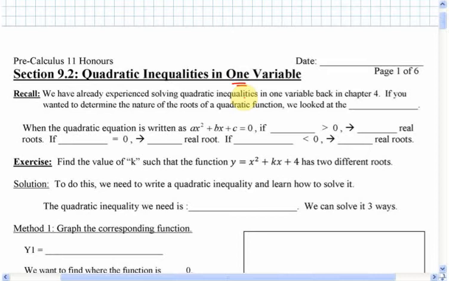Now, I think I've already showed you something like this before when we did chapter 4. So I want to go back to what we did in chapter 4, and hopefully we can do that same question again, and that'll give you an understanding of what to do when you solve quadratic inequalities.